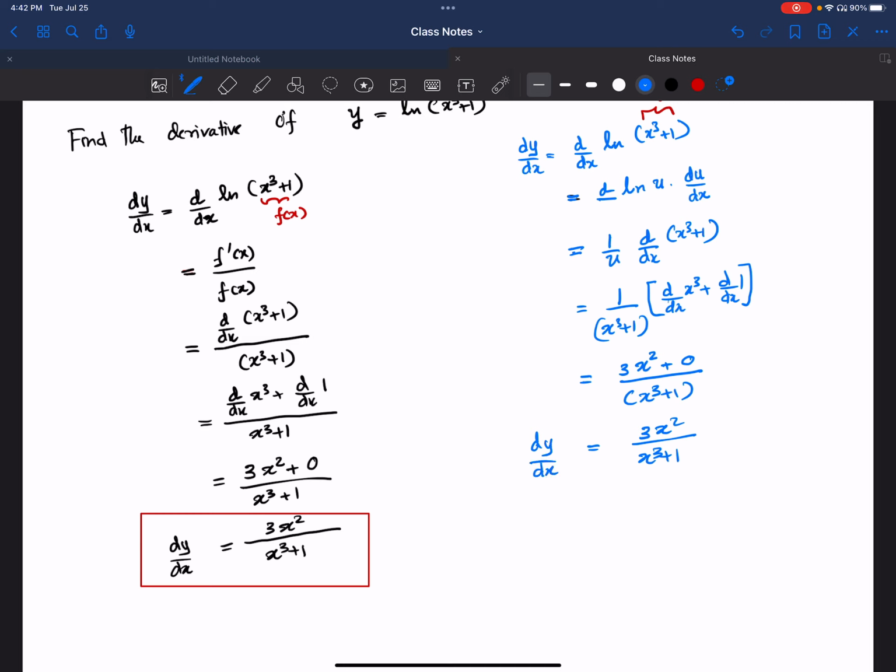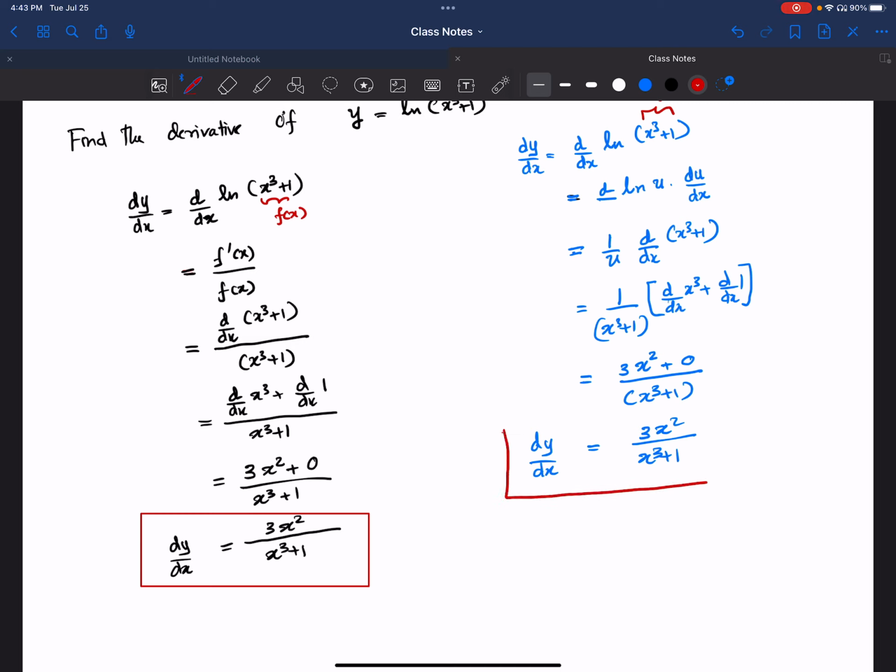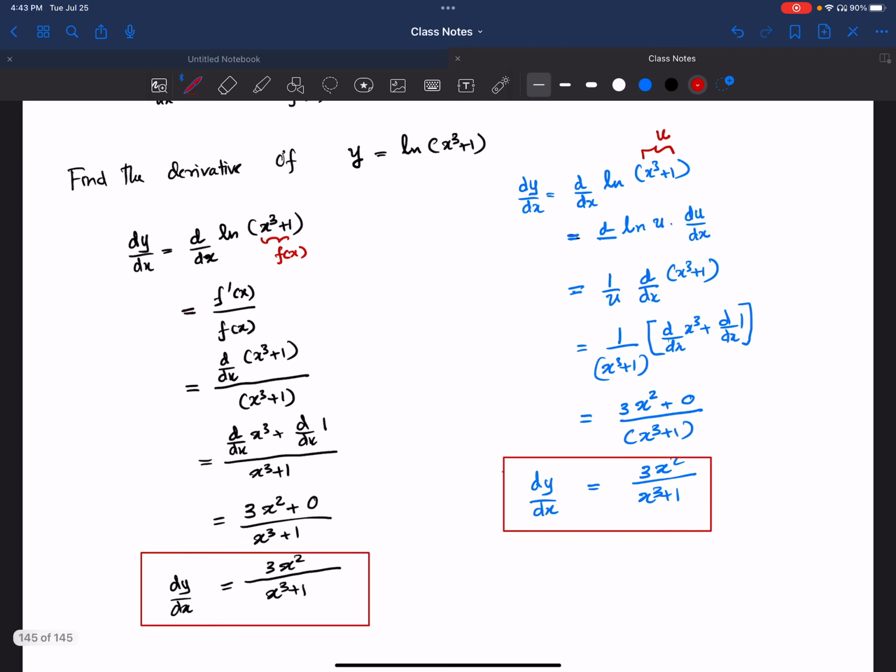So what we used here is a combination of the chain rule and the logarithmic derivative rules we learned in this lesson. So that's how you work out a problem like that. And we can do another problem.